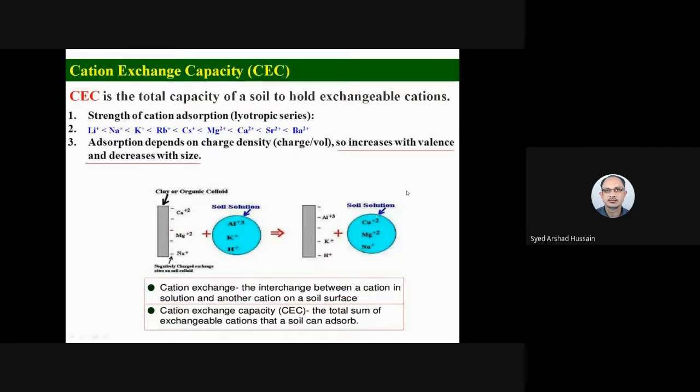Another interesting property of clay is cation exchange capacity. Cation exchange capacity is the sum of exchangeable cations that your clay can absorb. That means if you expose your clay in a medium containing some cations, then it is the ability of how much it can incorporate these cations within the clay system.